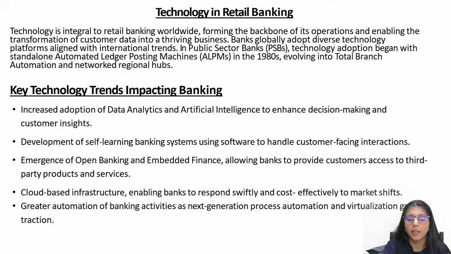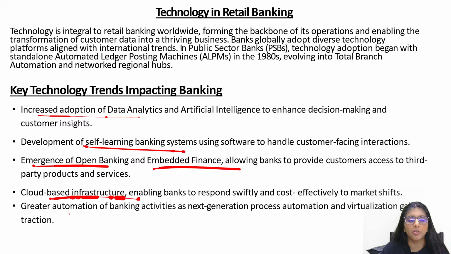Technology in retail banking means the use of modern technology systems and digital platforms to provide banking services to individual customers in a more efficient, quick and secure way. Technology is important because it helps retail banking work in a more efficient and faster way. These are the key technology trends impacting banking: increased adoption of data analytics and artificial intelligence to enhance decision making, customer self-learning banking, emergence of open banking, embedded finance, cloud based infrastructure, and automated banking.